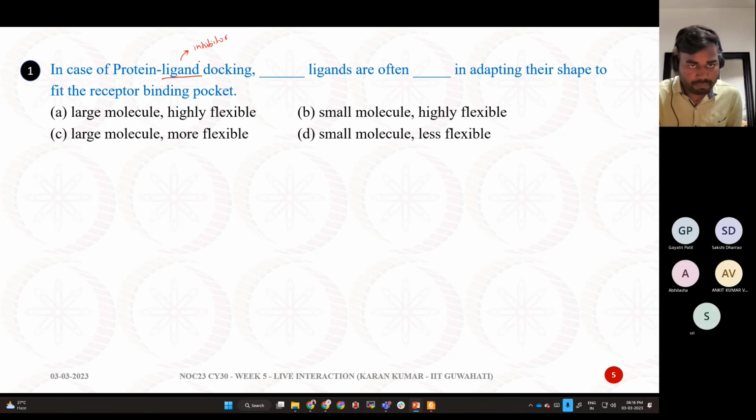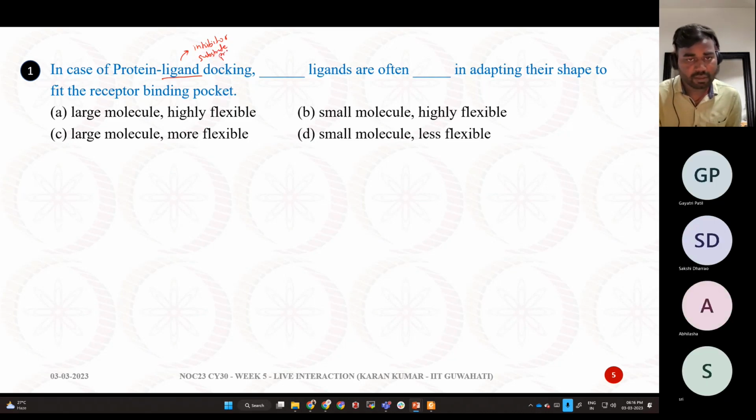It can be a substrate for that particular enzyme, or it can be a product. Anything that can bind with the protein, that has an interaction with the protein or enzyme, is known as a ligand.